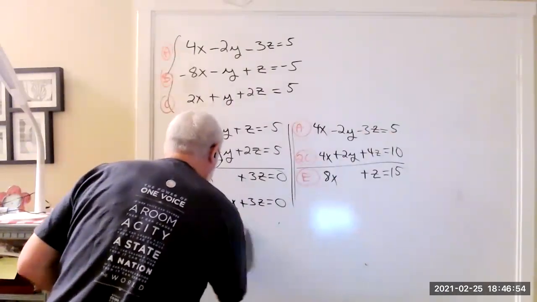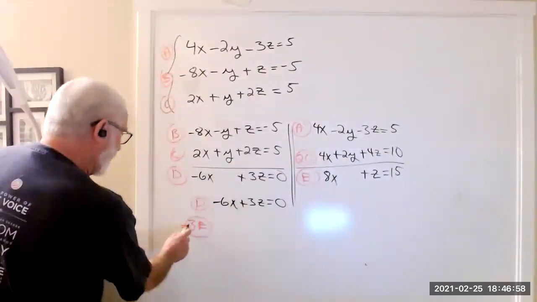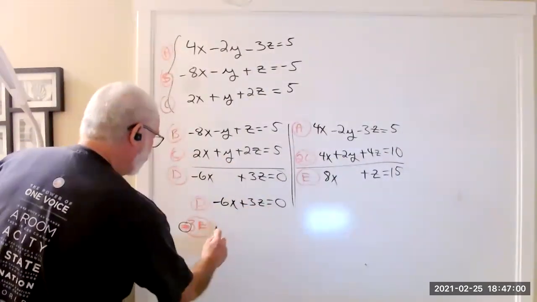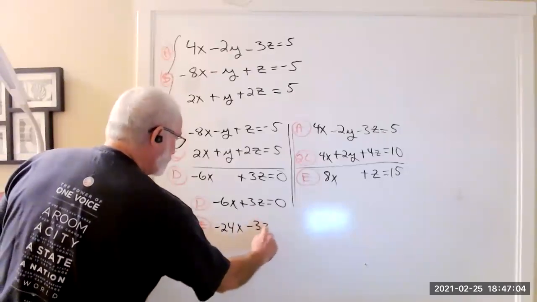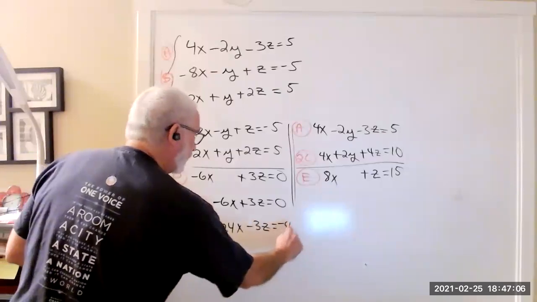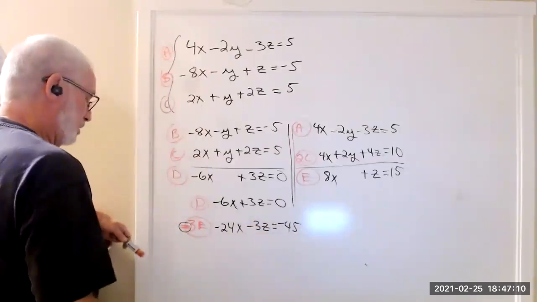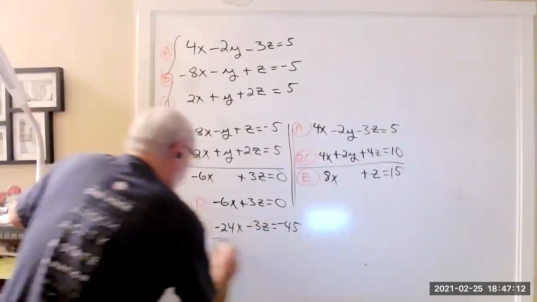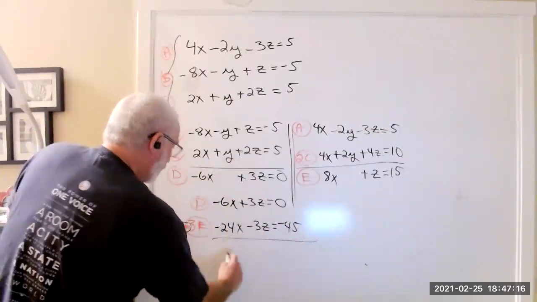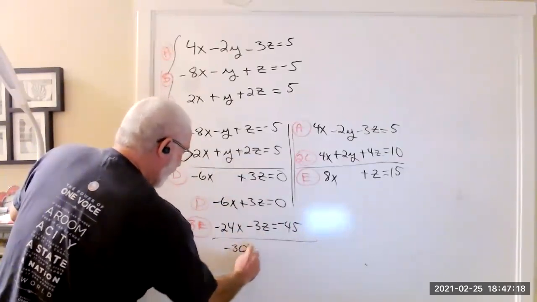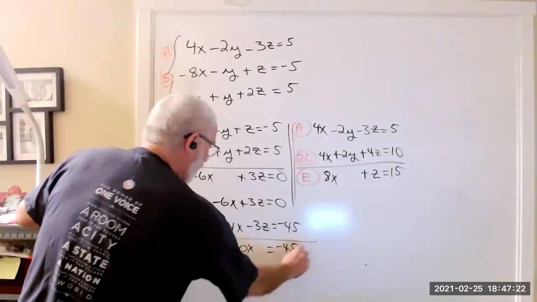Let's try this again. If I multiply by negative 3, that's negative 24x minus 3z equals negative 45. Is that better? Got it. Okay. So add these, my z's drop out. Yay. So I get negative 30x equals negative 45.